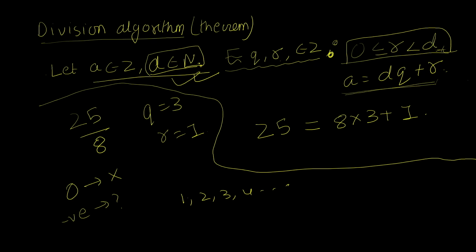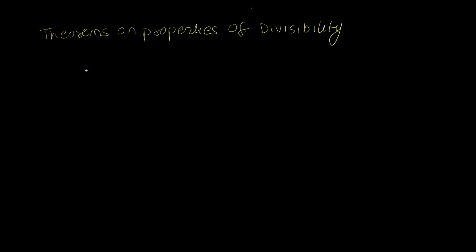So if I read this in plain English, take any number, divide it with any natural number, you're going to get some quotient and some remainder. That can be guaranteed, right? And the quotient and remainder are going to be integers. Next, we have a look at 3 particular theorems that discuss the properties of divisibility. And these are pretty basic theorems.